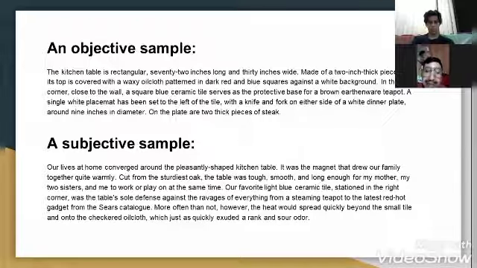Our favorite light blue ceramic tile, stationed in the right corner, was the table's sole defense against everything from the steaming teapot to the latest red-hot gadget from a Sears catalog. More often than not, however, the heat would spread quickly beyond the small tile and onto the kitchen oilcloth, which just as quickly exuded a rank and sour odor.